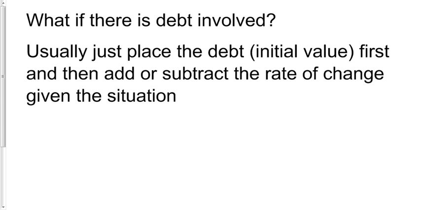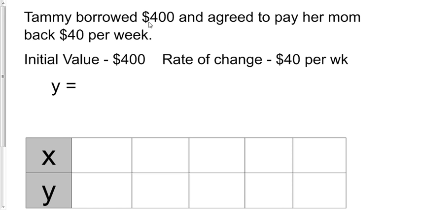What if debt's involved? Again, this is just where you have to take a look at the situation for every scenario that you look at. Usually you would put the initial value first, and then you would subtract the rate of change from it. It depends. If the debt is shown as a negative value, then that could change some things. For these simple initial problems, just to get your feet wet with it, normally the amount of money borrowed is going to be a positive amount.